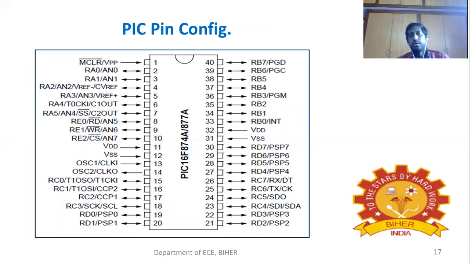So these are the various pins used in the PIC microcontroller. The next slide will discuss the function of each pin. We can see here are 40 pins. So various input output pins are there, and then supply and memory clear pins are there. We can explain the function of each and every pin in the next slide.